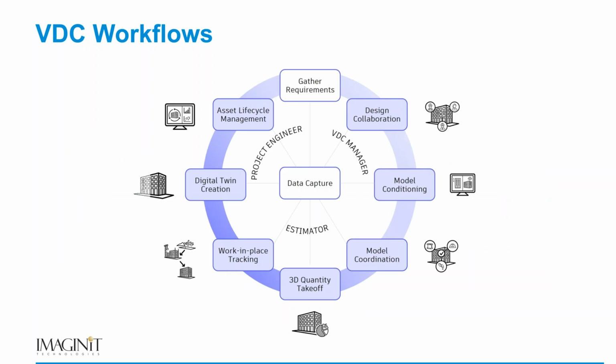So ultimately here, we have all these different things, right? We have gathering requirements, asset lifecycle management, 3D quantity takeoff, work in place tracking, model conditioning. But ultimately, it's all about capturing all of the data into a single source of truth, right? So the Autodesk Construction Cloud is becoming the central repository for the data. And then we have these different tools that live within this ecosystem, right? And that's what we're really talking about here. That's what this VDC bundle is about, that aspect of it. What does a VDC manager need transparency into?